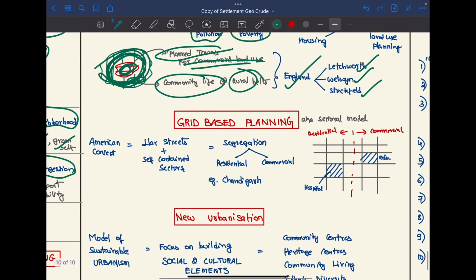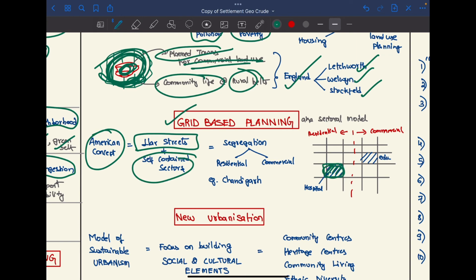Next we have the grid-based planning, which was the American concept. It has perpendicular streets, therefore the sectors will be self-contained. For example, this is the hospital sector; it will be self-contained in this area itself. So if we want to plan another hospital, we have to go here. This will have two types of segregation, that is residential and commercial. So this will be the residential area and this will be the commercial area. This can be seen in Chandigarh.